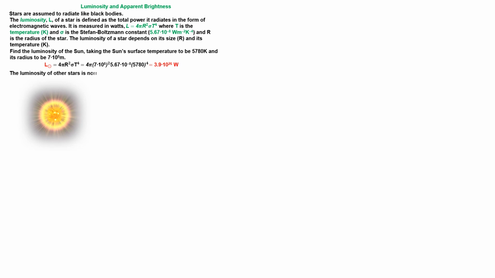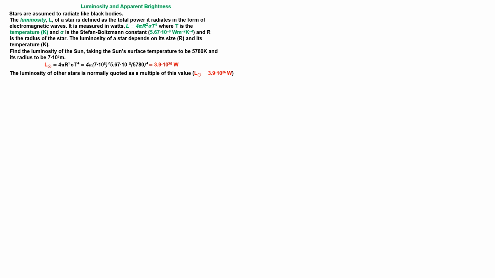However, because stars are very luminous, astronomers often use another measure. They measure luminosity in units of the Sun's luminosity. So it's a good idea to calculate the Sun's luminosity. Find the luminosity of the Sun, taking the Sun's surface temperature to be 5,800 kelvins and its radius to be 7 times 10 to the power of 8 meters. We take the above formula and replace the radius and temperature with the given values. The luminosity of other stars is normally coded as a multiple of this value.